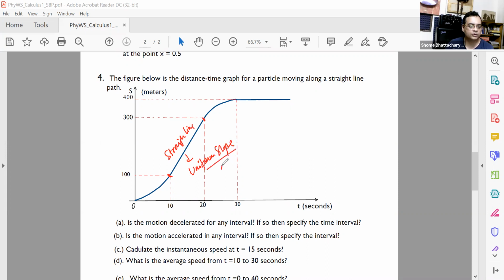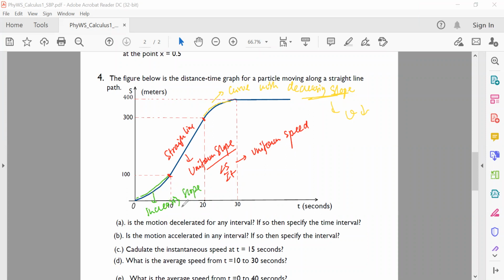So the slope here we are talking about is delta S by delta T. That means it has a uniform speed. But this part of the graph above, from here to here, you can see it is a curve with decreasing slope. Decreasing slope here means that the velocity is decreasing. Whereas this earlier part of the graph, from here to here, has an increasing slope. So that means your V is increasing.